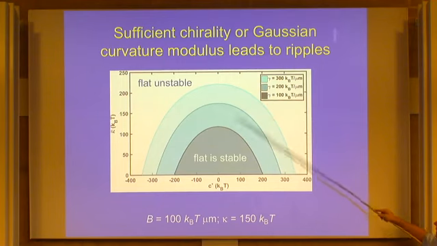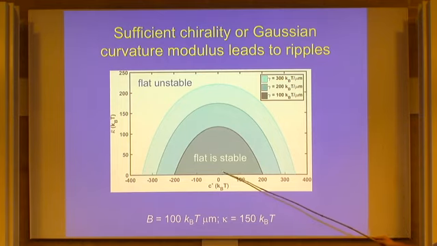As you make the line tension gamma bigger and bigger, that's going to resist the rippling of the edge. So we have a kind of phase diagram simply, and of course, if there is some chirality, that can also drive the instability, because the chirality is giving a preference for the edge to twist.